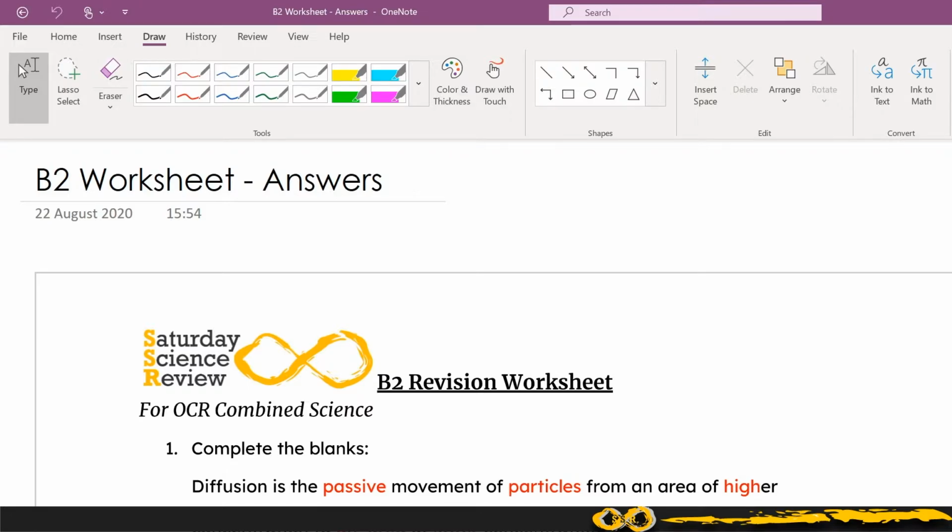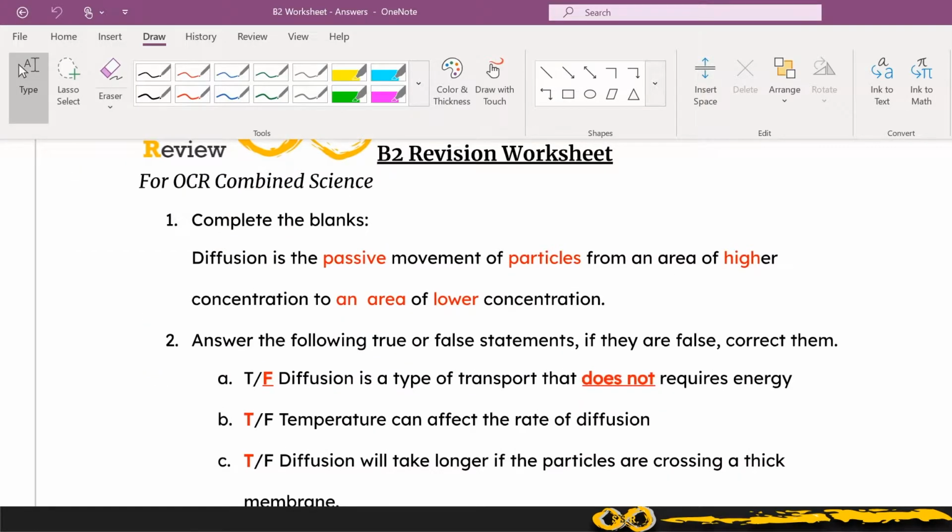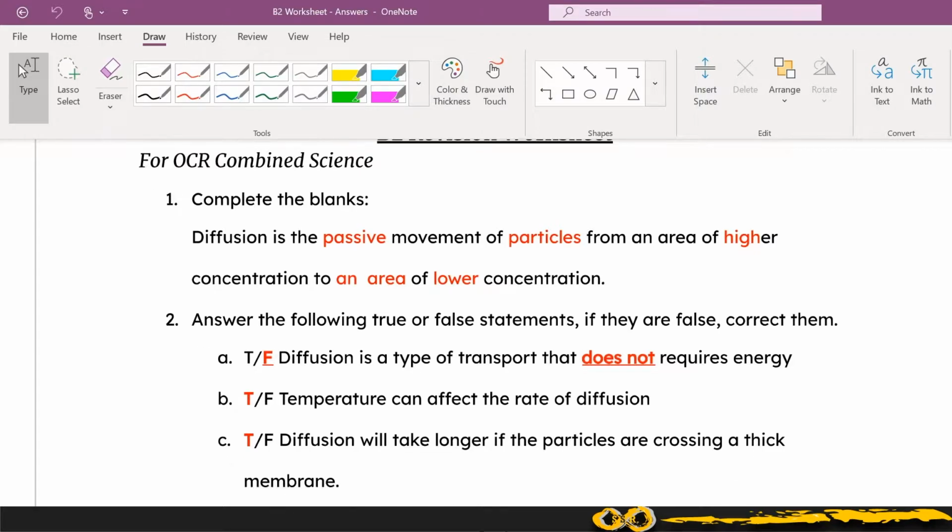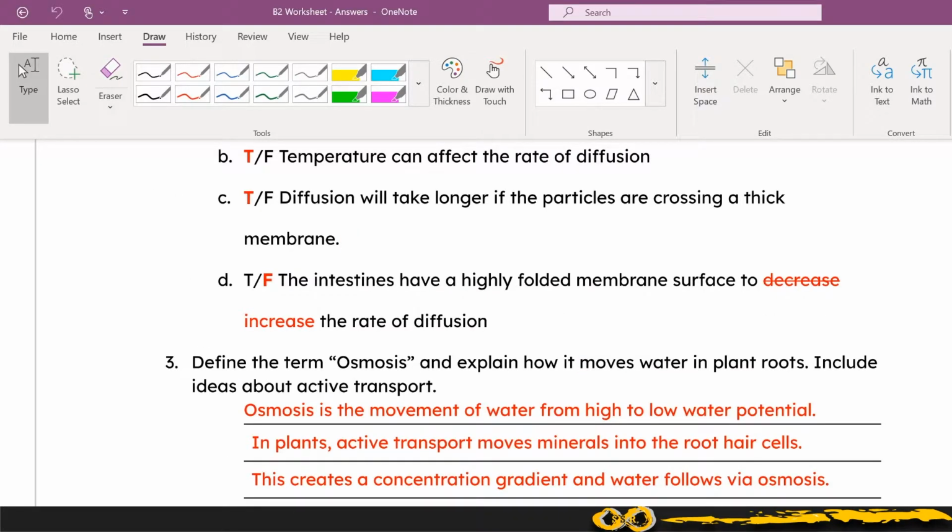It begins with talking about diffusion. Just remember that this is a passive movement of particles and it's from higher to lower concentration, and these are two regions that we're talking about. It's a passive movement, which means that it does not require energy, but it will be affected by a number of different things, for example, temperature, membrane, distance, etc.